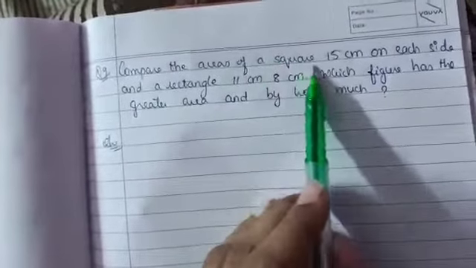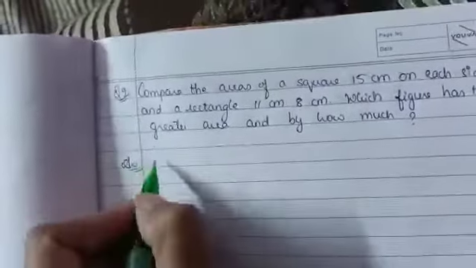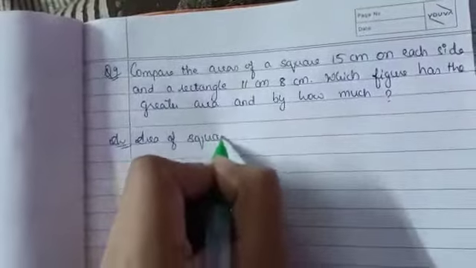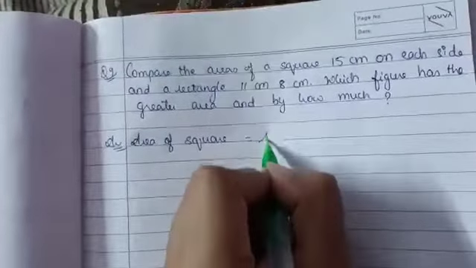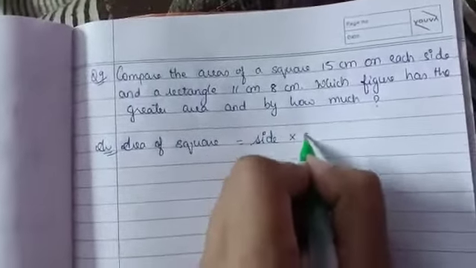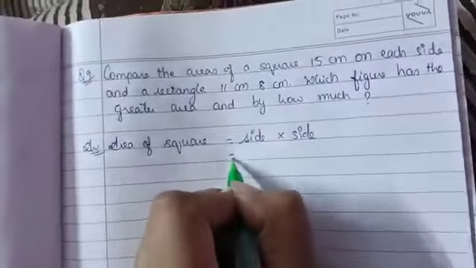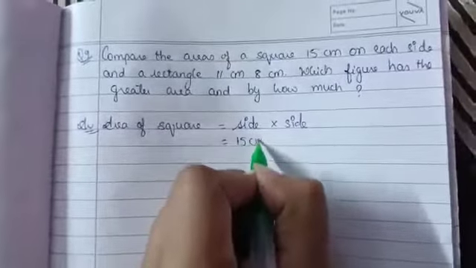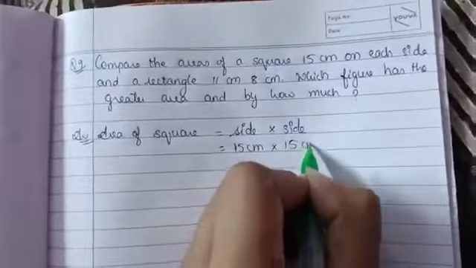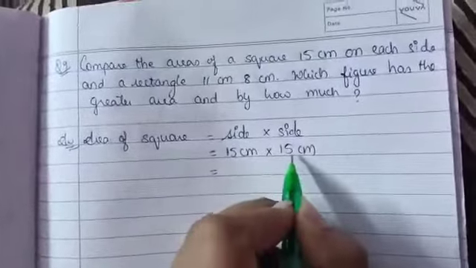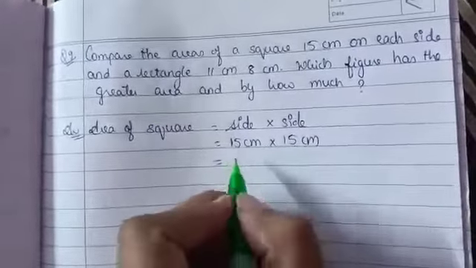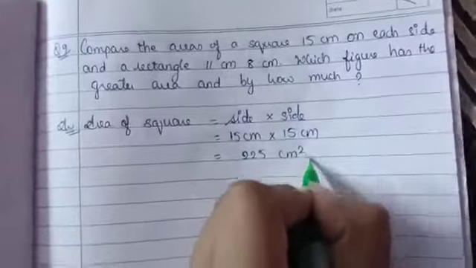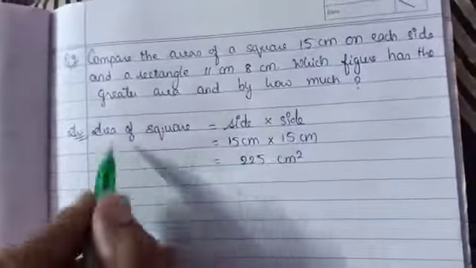So first of all we will find out the area of a square and then the area of a rectangle. So here area of square equals to, what is the formula of area of a square? That is side multiplied by side. Equals to, now side is 15 centimeter multiplied by 15 centimeter. Now 15 15s are 225 square centimeter. Okay. This is the area of a square.